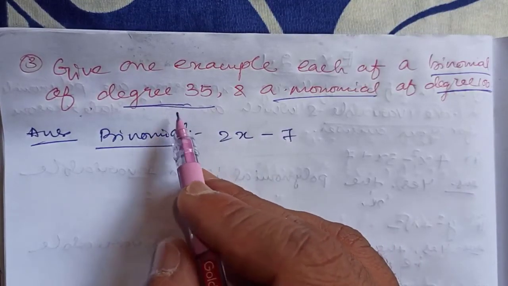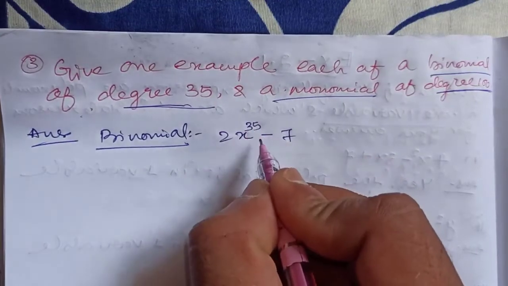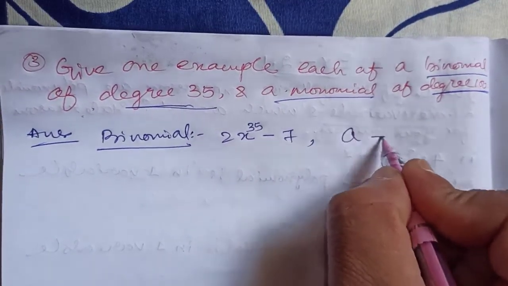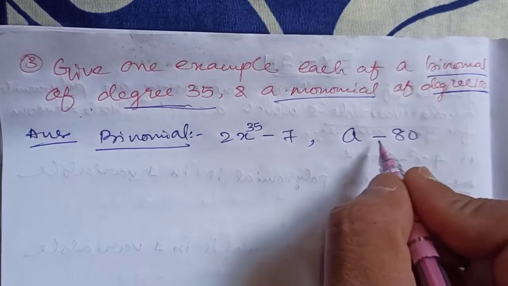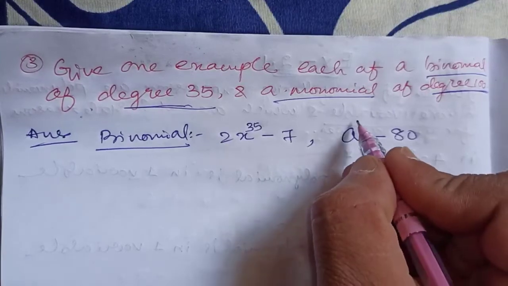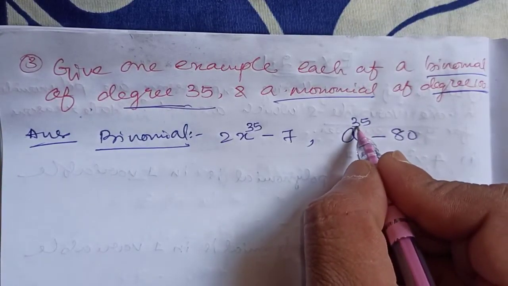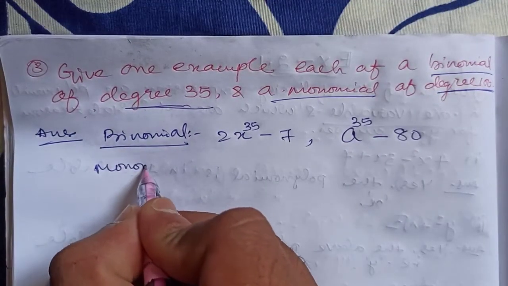But we have to write the expression with degree 35. So here you give degree 35. Okay, very simple. One more example I am giving. Suppose a minus 80. A minus 80 is there. So this is a binomial because two terms are there. Write the degree 35. So this is an example of binomial with degree 35. Very simple. One more example of monomial we will see.